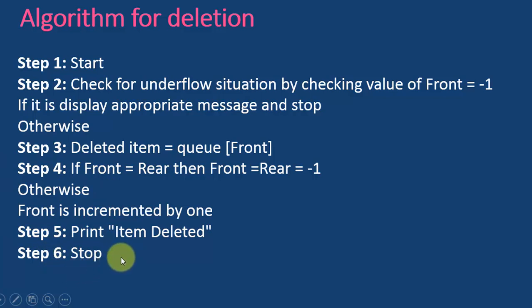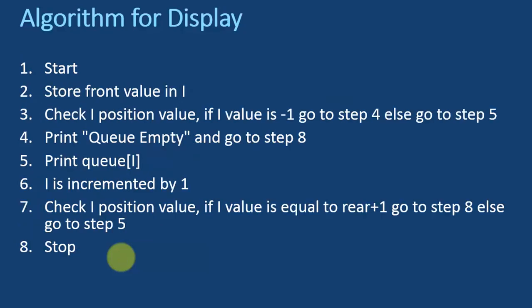Okay, so now let us move on to how to traverse through the list. Okay, to display the list, we are going to start first. Store the front value in a temporary variable called I. Check the I position value. If I value is -1, go to step 4, else go to step 5. Okay, so step 4 says print q is empty, right? And go to step 8, stop, right? If it is not, then the condition, that is I is not equal to -1, then you have to print the q element and then increment the value of I.